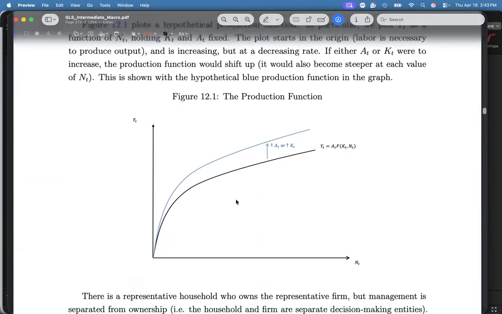This figure 12.1 is just a standard picture of Cobb-Douglas. Everything should be obvious. The first derivatives, which are the slopes of this black line or the blue line, are all positive. But the slopes are becoming smaller and smaller, approaching zero but never quite getting to zero.